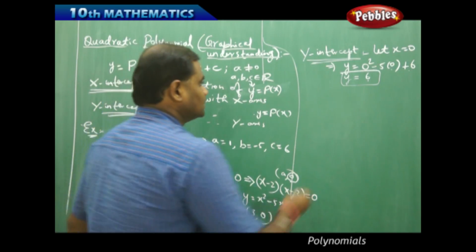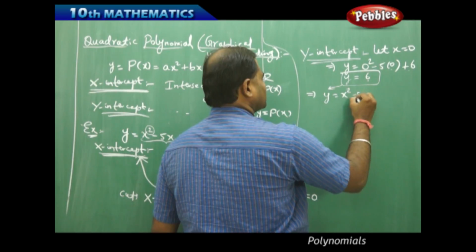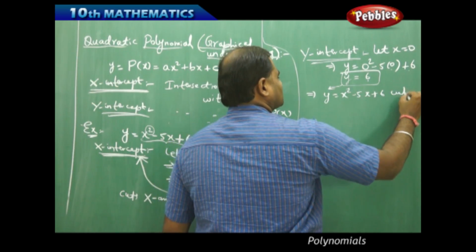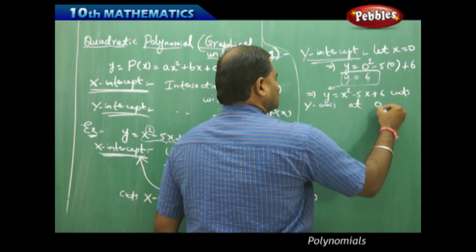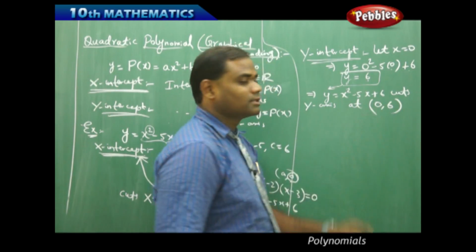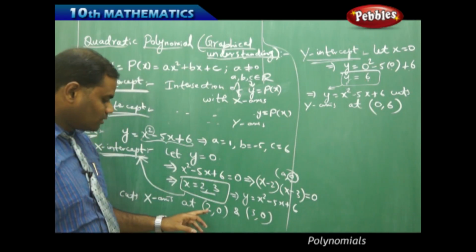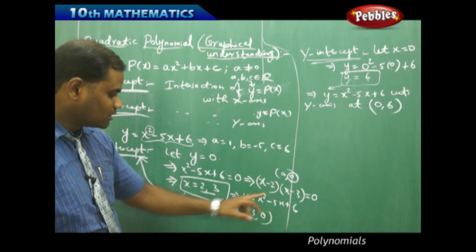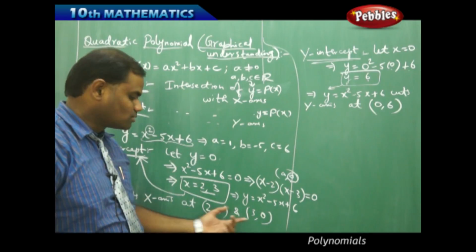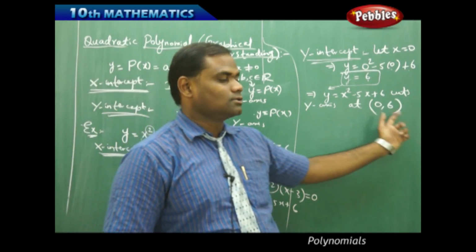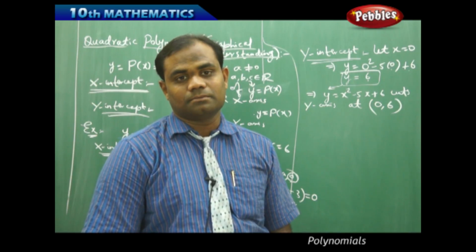So graphically, I understand that y equals x squared minus 5x plus 6 cuts the y-axis at (0, 6), because my x coordinate is 0 and my y coordinate is 6. Here my x coordinate is 2 and my y coordinate is 0, which comes in the second place. Therefore, the graph cuts the x-axis at (2, 0) and (3, 0) and cuts the y-axis at (0, 6). This is how I understand the x and y intercepts.